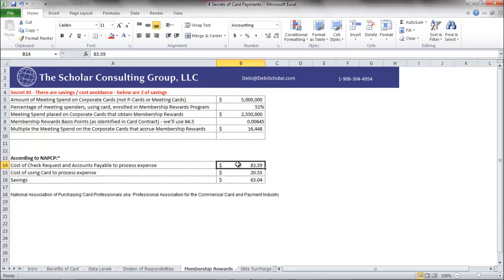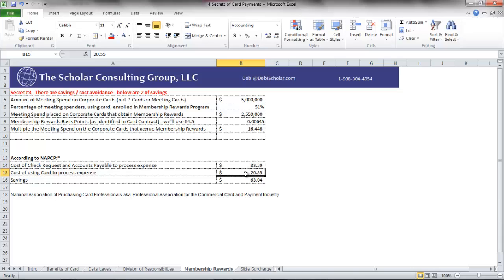According to the National Association of Purchasing Card Professionals, the cost of a check request from accounts payable to process any transaction or expense is $83.59, thereabouts. It's an average, of course. And they have actually taken on a project to understand how many steps it takes to process a transaction using the traditional method. They say it's about 30 to 40 steps, and then they itemized it by the person and by an average salary.